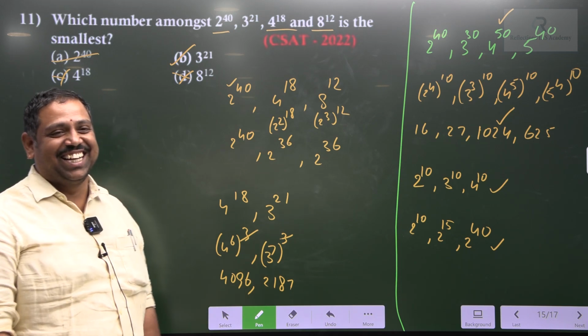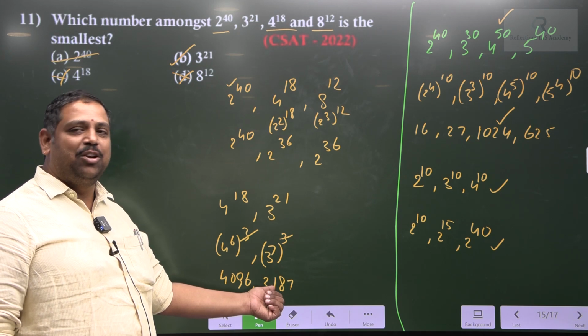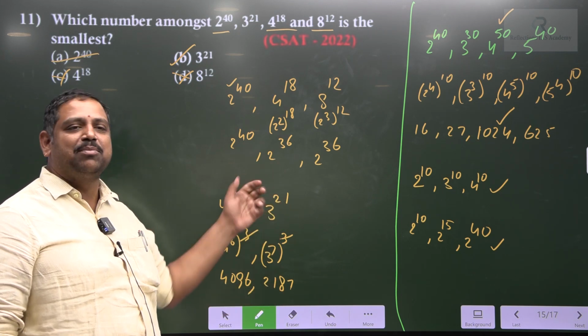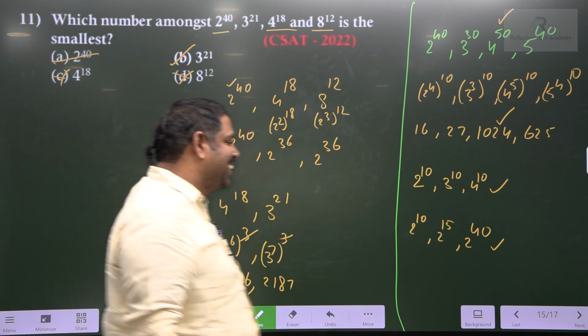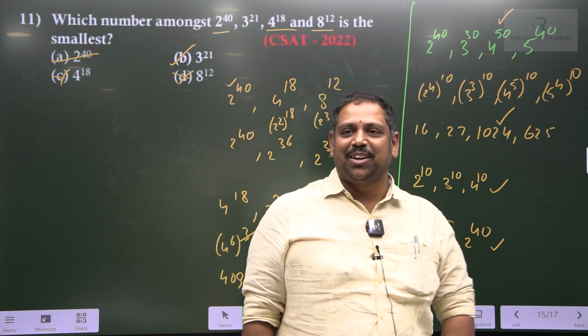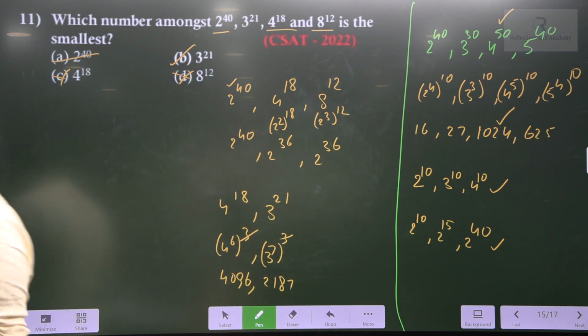You are managing. Right, good. So which is the smallest of all? 2187. Means nothing but 3 power 21 is smallest. Got it? Good. Can I go to the next one? Yes. Okay, good. Copy. Where Telugu fails, there you have to apply Donga Telugu.